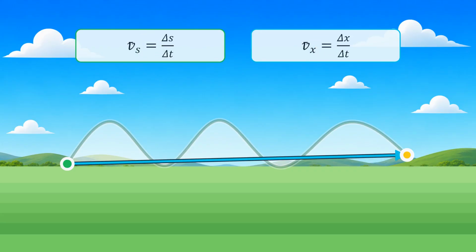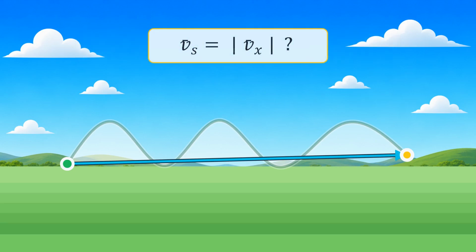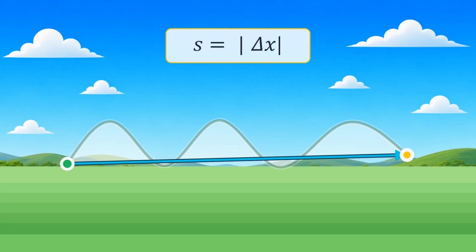Average speed uses the complete length of the actual path. Average velocity uses only the change from the initial position to the final position. So when do average speed and the magnitude of average velocity have the same value? Because we are describing the same motion over the same positive time interval, the denominators are equal. The two results can have the same magnitude only when the distance equals the magnitude of displacement.